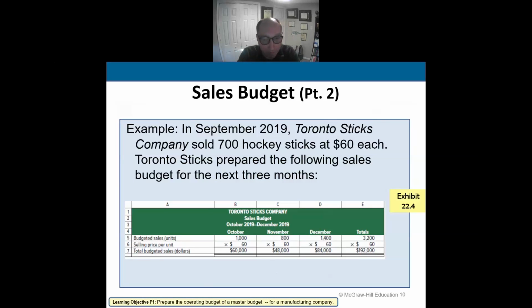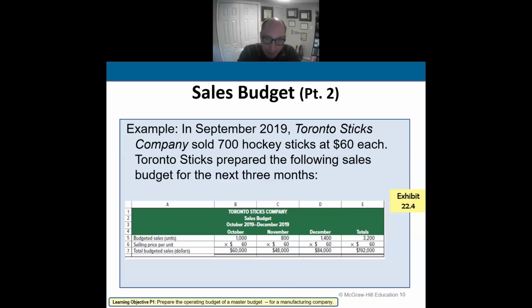This is an example of the sales budget in action. We take the budgeted sales, that's the number of units I expect to sell, times the sales price per unit. That gives me the total budgeted sales. And you see from this example, I do it for every month. In this case, it's October, November, December. I take my units times sales price and get total budgeted sales. I do that for each month. The totals are representative there, but we can see how this looks. So I do it monthly.